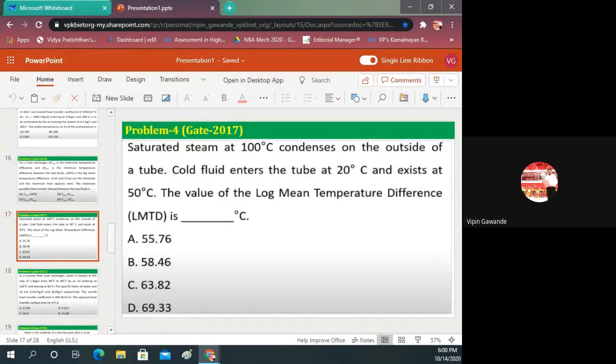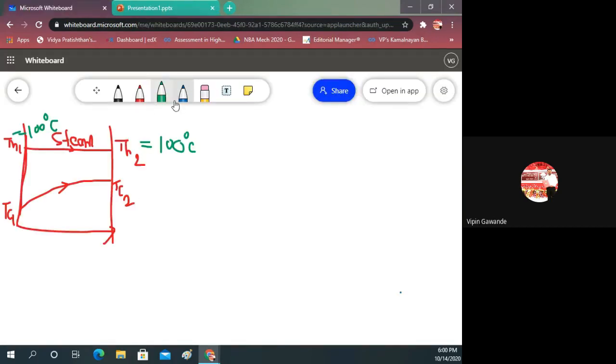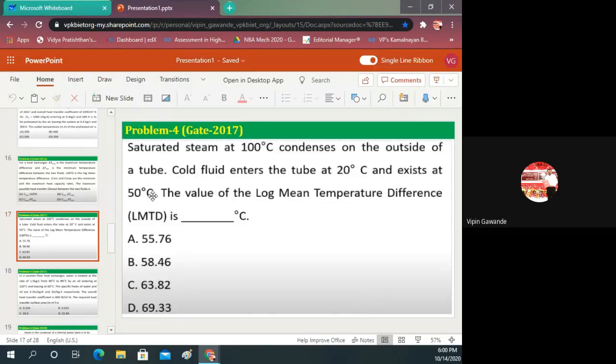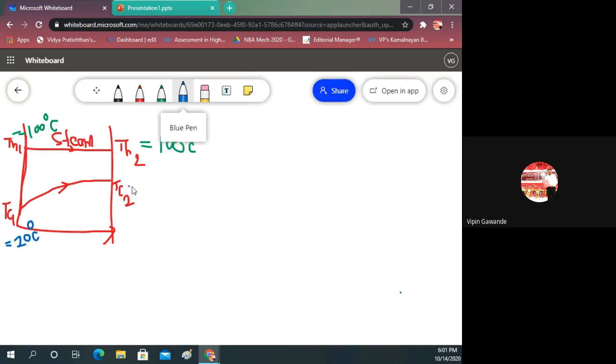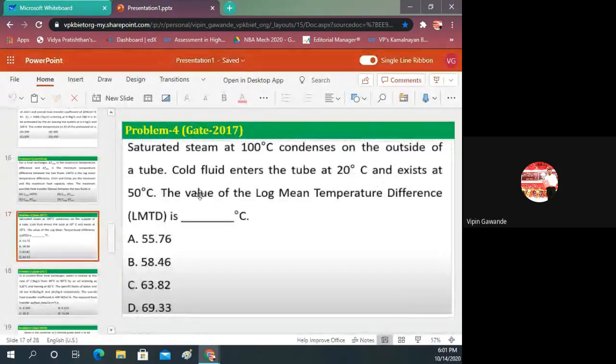On the outside of the tube, the cold fluid enters the tube at 20°C. Which temperature is this? Cold fluid enters at 20, so that is TC1. Then it exits at 50°C. What is the exit temperature of the cold fluid? It is 50°C. Why has the temperature increased? Because the steam has given its heat to the cold fluid, so its temperature gets increased. We have to find the value of the log mean temperature difference.